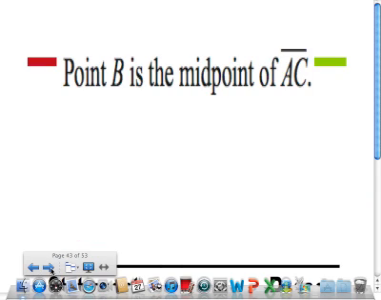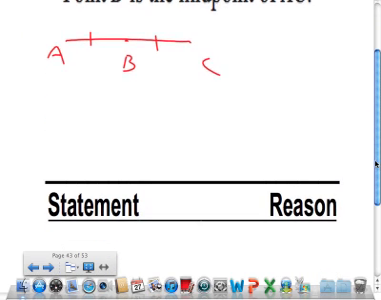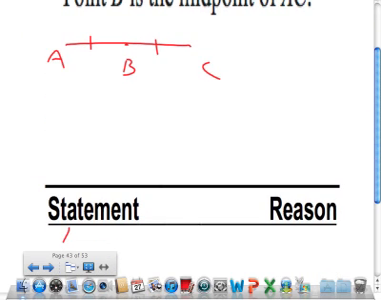Okay, point B is the midpoint of AC. AC, point B, tick, tick, right? Those are congruent. And so now what we can say is that AB is congruent to BC, definition of midpoint. Okay, so again, just using theorems, definitions, things that you're already familiar with to justify.